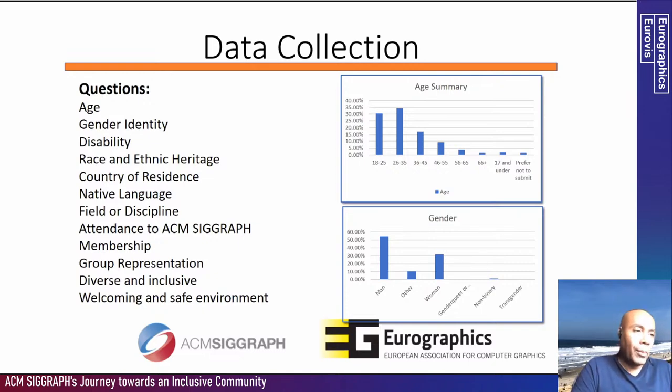So we want to understand about age, gender identity, disability, race, country of origin, also native languages, discipline fields that people are coming from, how long they've been attending a CGRAP conference, and how long they've been a member, perhaps, of a conference. And do they feel that the conference is welcoming in a safe environment, and is it diverse and inclusive from their perspectives? And if not, why? So we're really starting this journey.